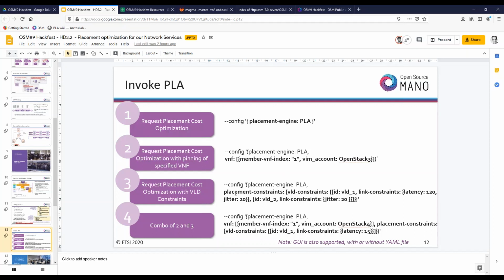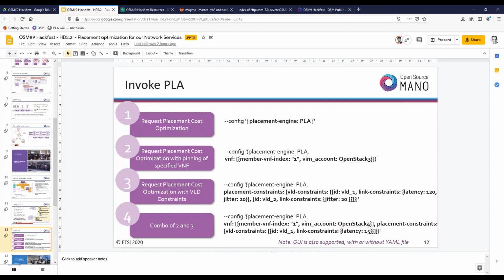In addition, we can also put these constraints that we talked about. Now we have the VLD constraints from the network service descriptor, the NSD. The VLD that has the ID VLD_1 has these kinds of link constraints: latency better than 120, jitter better than 20 in this case. For a second VLD, the constraint is that in this example, jitter should be better than 20. So you can mix all these things freely.